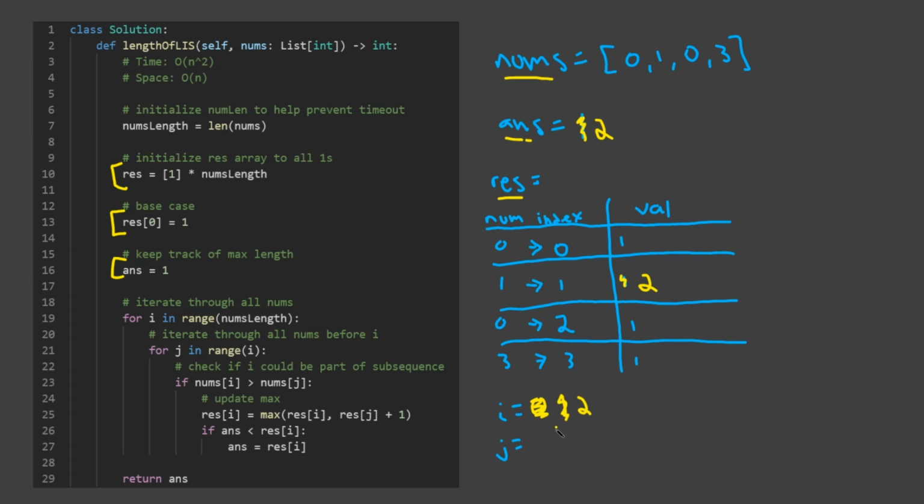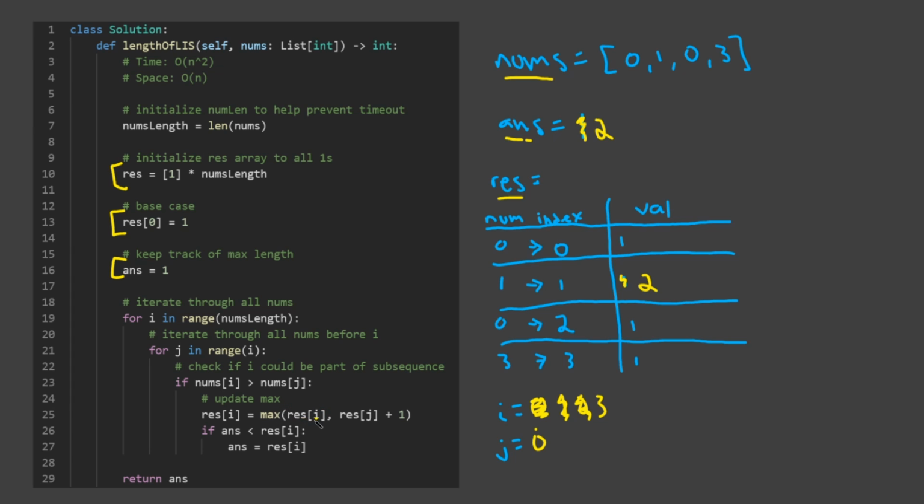So for i equals 2, we want to start at j equal to 0, and we check if nums at i is greater than nums at j, and it's not because 0 and 0 are the same. So now we just skip this iteration and go to the next one. So now we're at i equals 3. So for i equals 3, we want to iterate through all the j's before it and check if nums at i is greater than nums at j. So currently, our nums at 3 is 3, and our nums at j is 0, so it is greater. So now we just want to update our max.